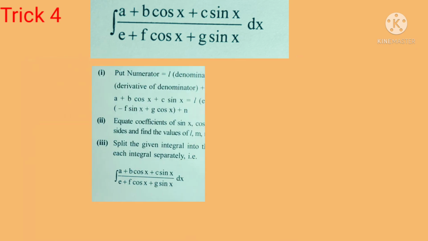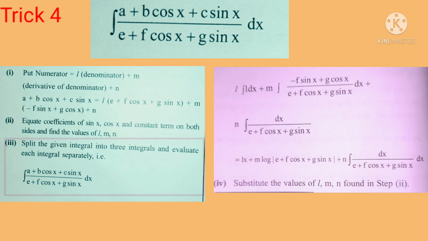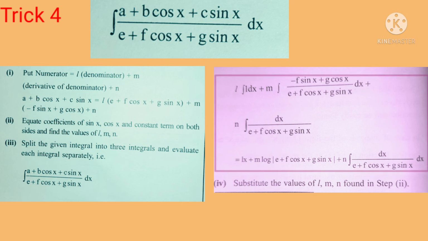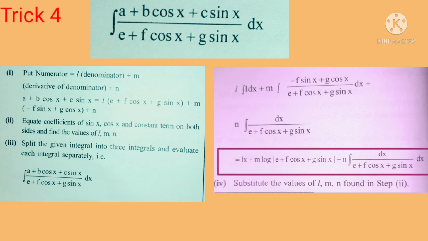Now the third step: split the given integral into 3 integrals and evaluate each integral separately, as L integration of 1 dx plus M integration of (minus f sin x plus g cos x) divided by (e plus f cos x plus g sin x) dx, and N as integration of dx divided by (e plus f cos x plus g sin x). And we know the values of L, M, N, so just put the values in and integrate accordingly.